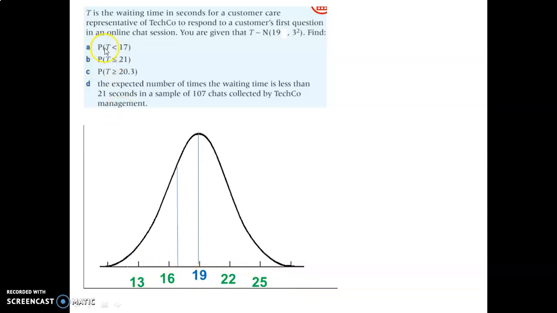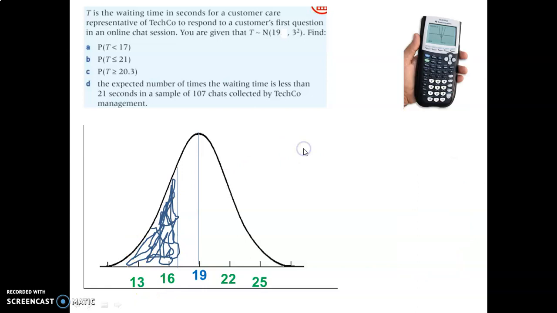So first one, it says, what's the probability of having a T value less than 17? So what's the chance that you wait less than 17 seconds for a response? I drew a line here representing where 17 would be, somewhere between 16 and 19. We're somewhere in the middle of that first zone, but we want to find the area right here, less than 17. So we want this area. What's the probability of that response being less than 17?